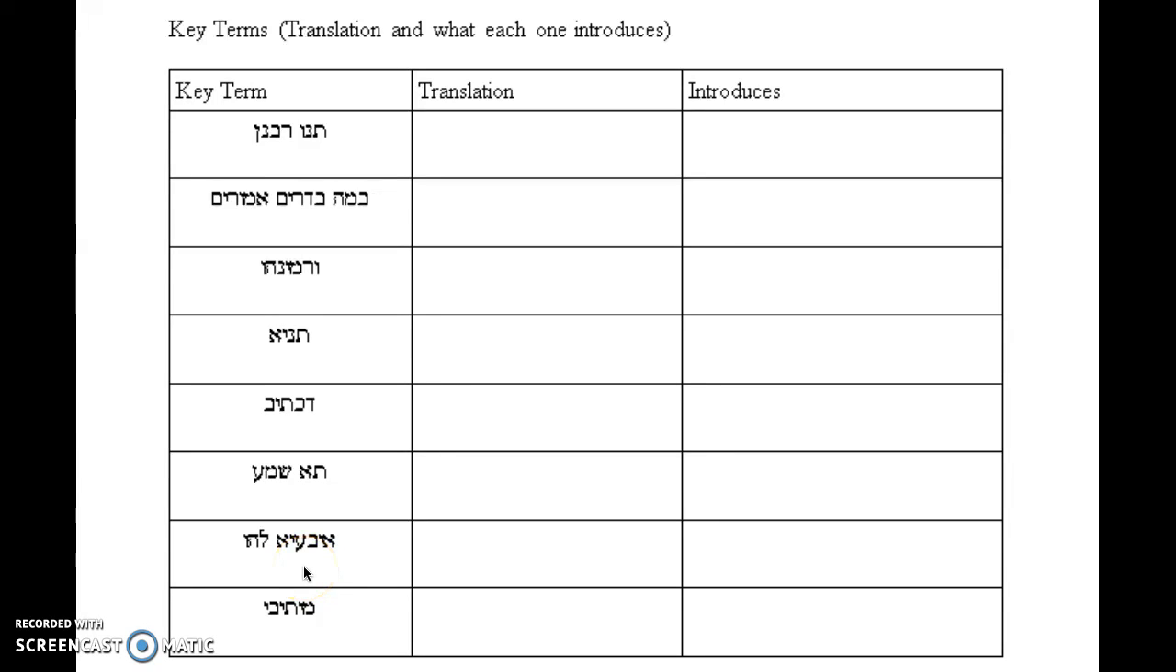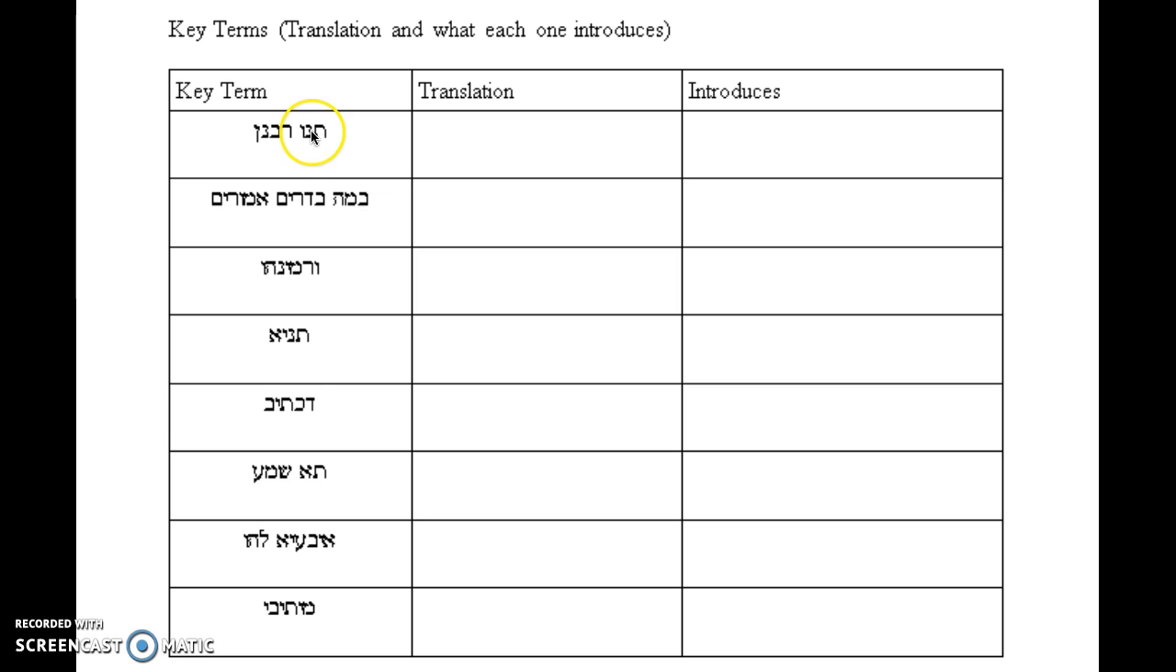Okay, in this video we're going to focus on the key terms on page number 2. So you should have it with you and be ready to write the translation and the explanation of what each key term does. As we've mentioned before, a key term is a word that helps you navigate the Gemara because it tells you what's coming up ahead.